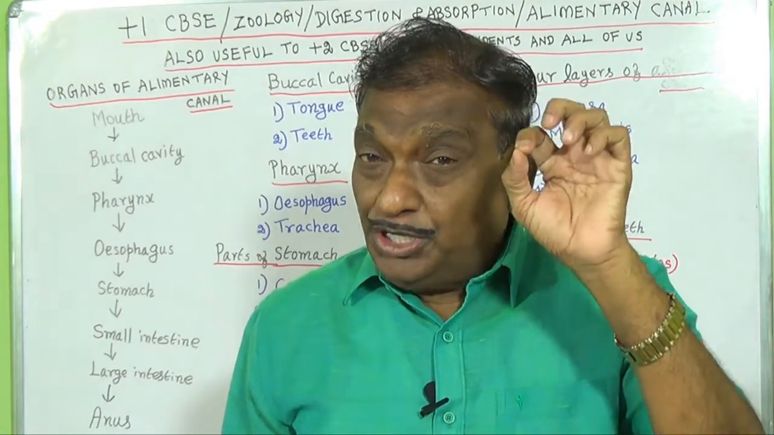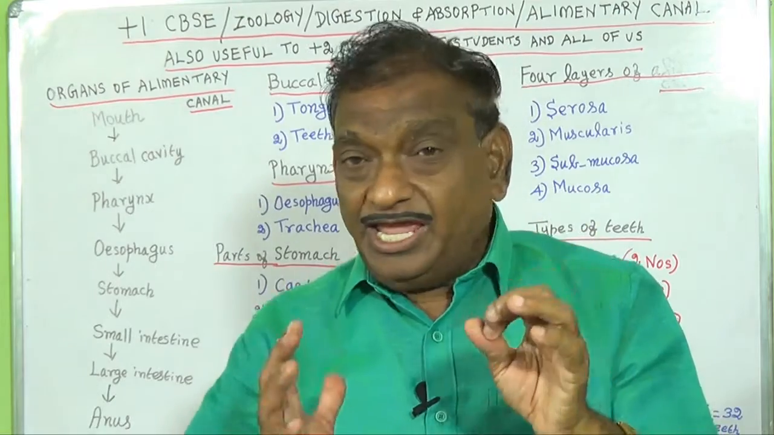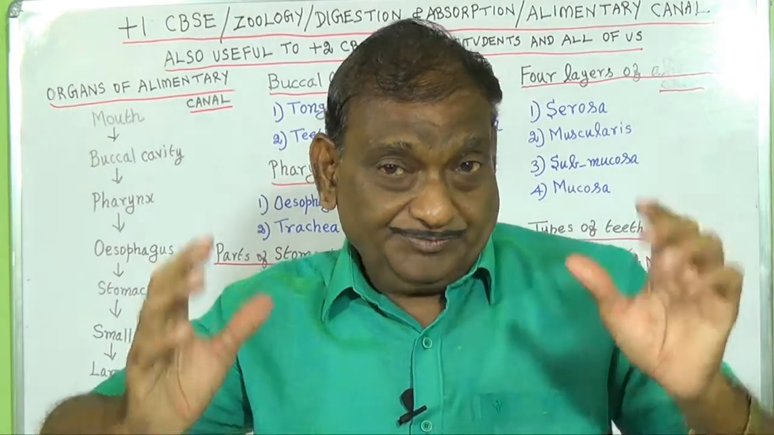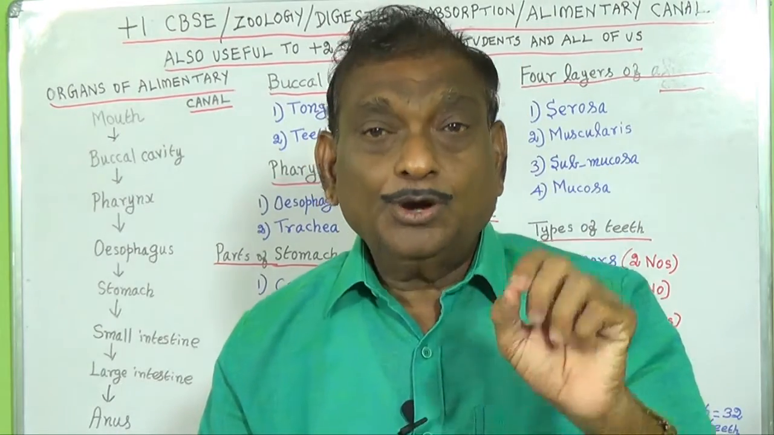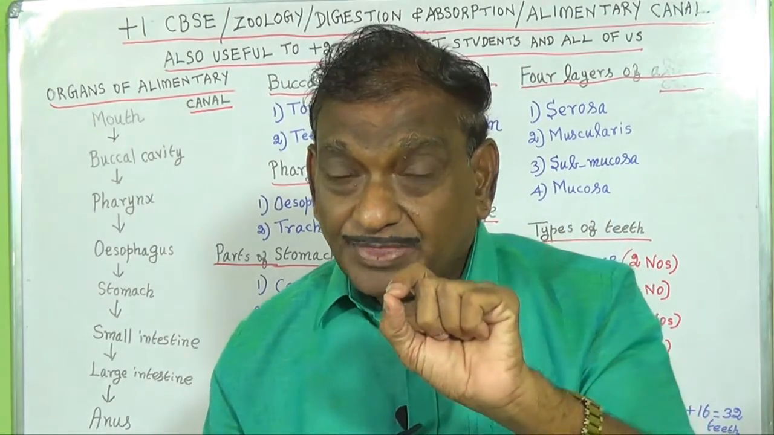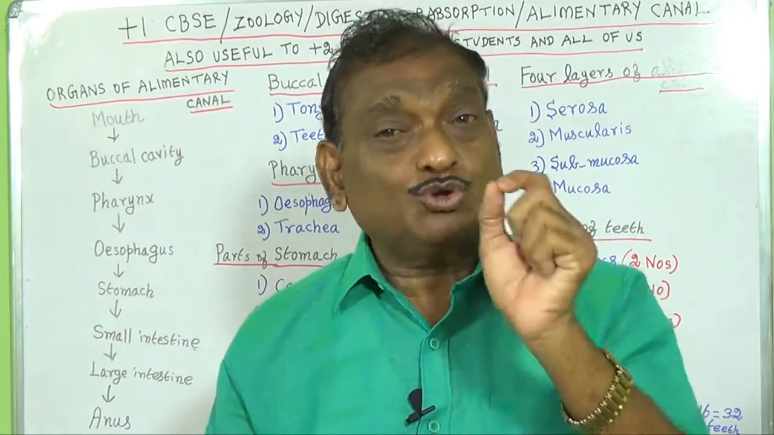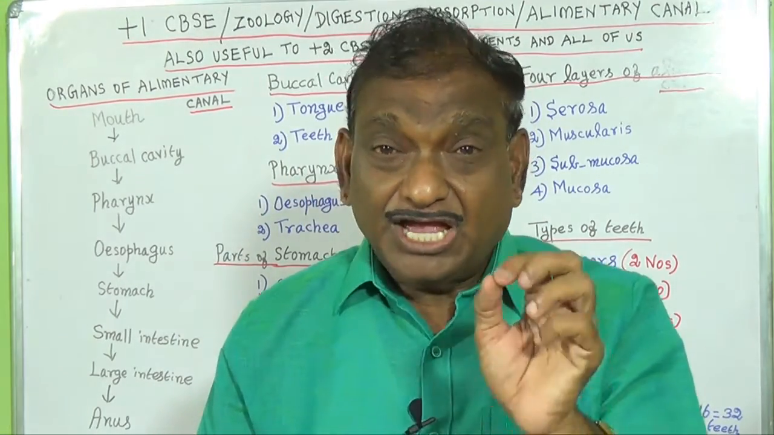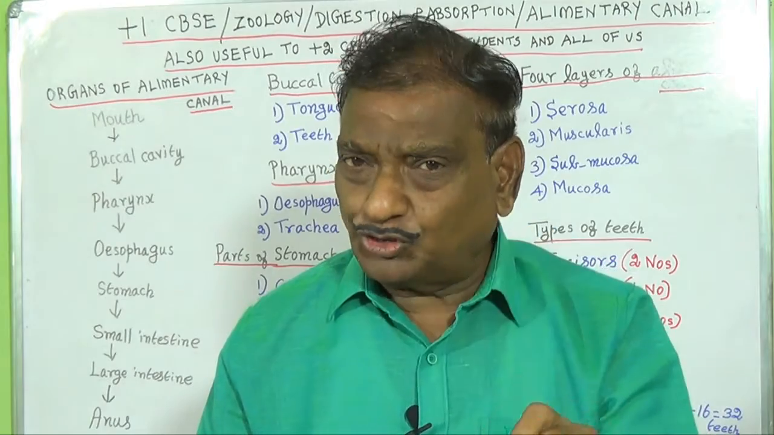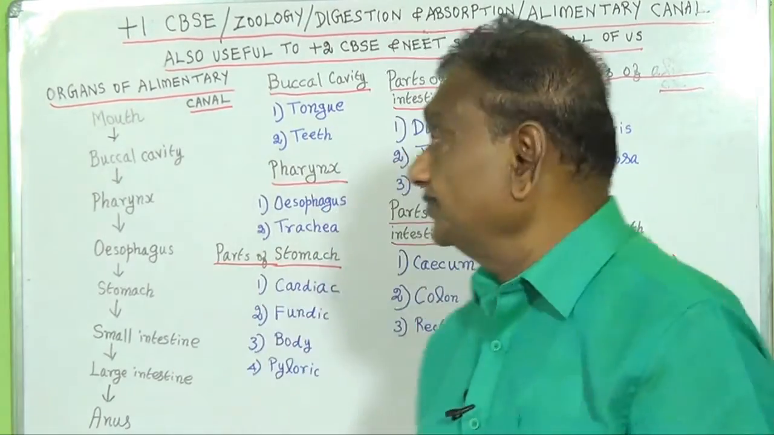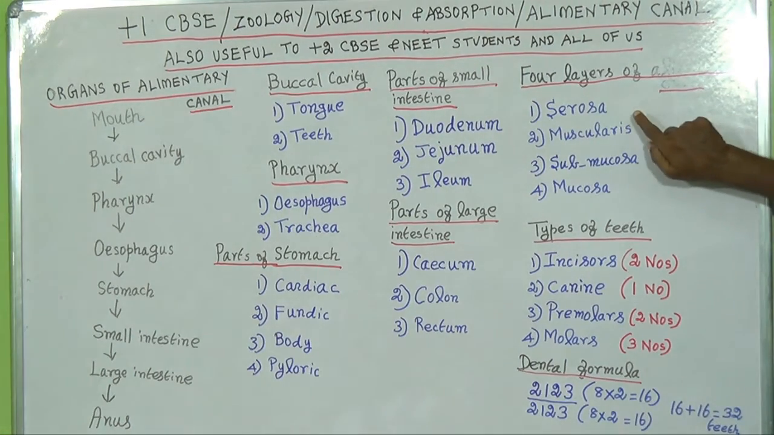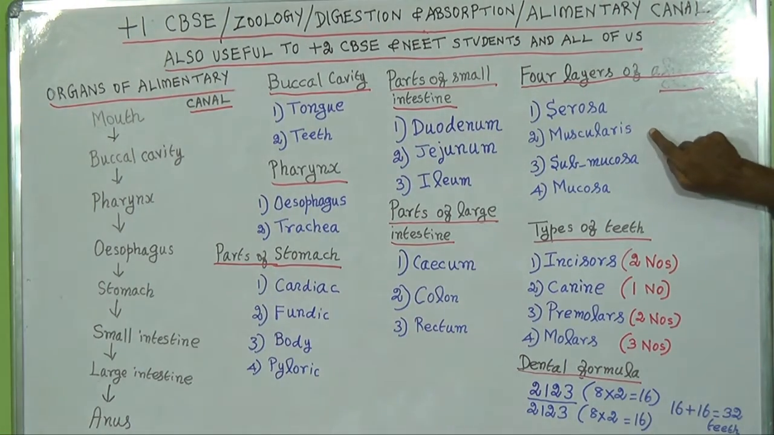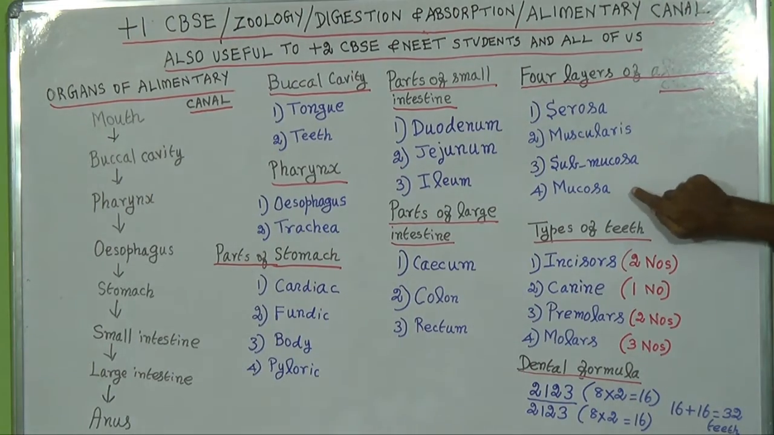Next we are going to discuss the layers of the alimentary canal. There are 4 layers in the alimentary canal. One is serosa, the second is muscularis, the third is submucosa and the fourth is mucosa. 4 layers of the alimentary canal: serosa, muscularis, submucosa, mucosa.